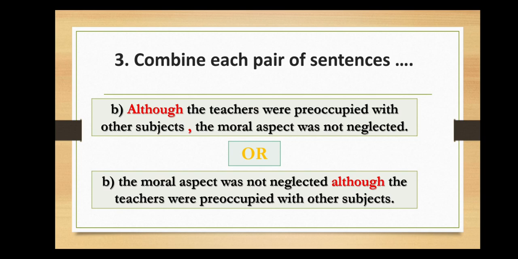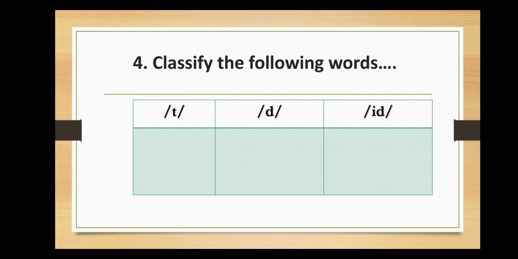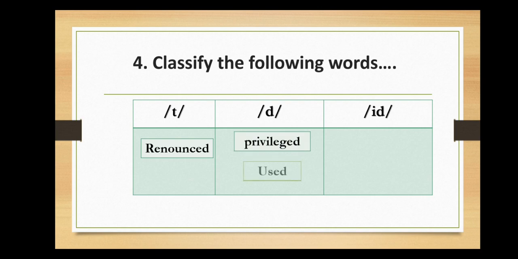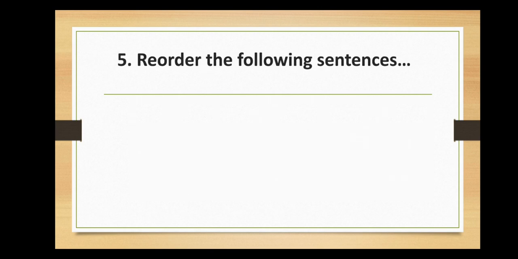We move on to question 4. Classify the following words according to the pronunciation of final ed. So the first word is renounced. So it's t, renounced. Next, privileged. Then used. And finally neglected. So this is as far as it concerns activity 4. We move on to the last activity in part 2, which is activity number 5.